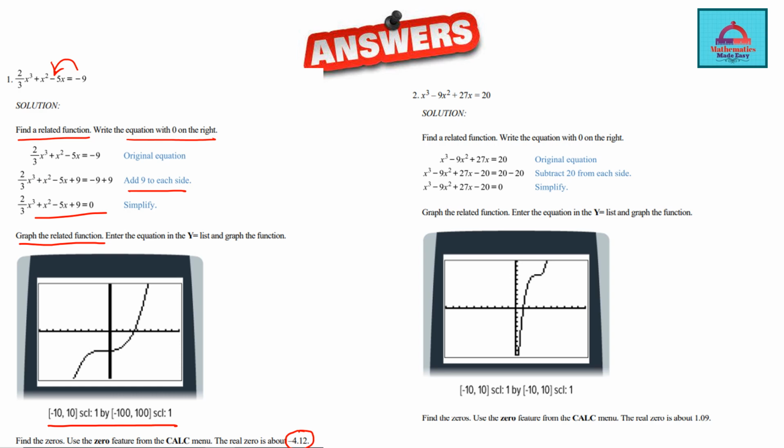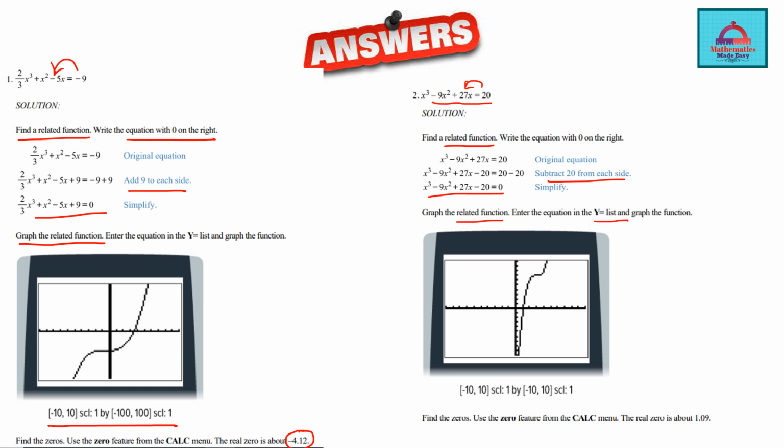Sorry, it is about 4.12, not negative 4.12. Then for this equation, find the related function. You move 20 to the other side, or subtract 20 from both sides. So this is the related function. You graph it on the graphing calculator.